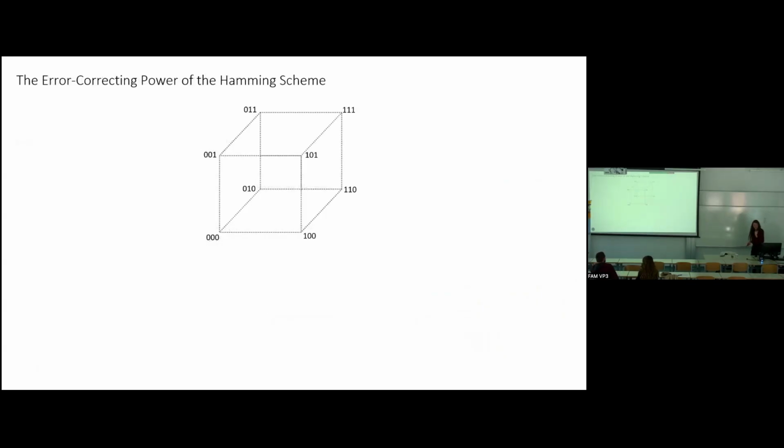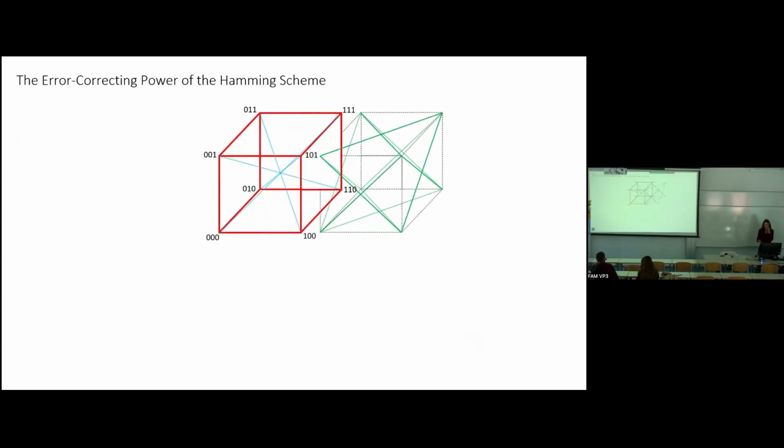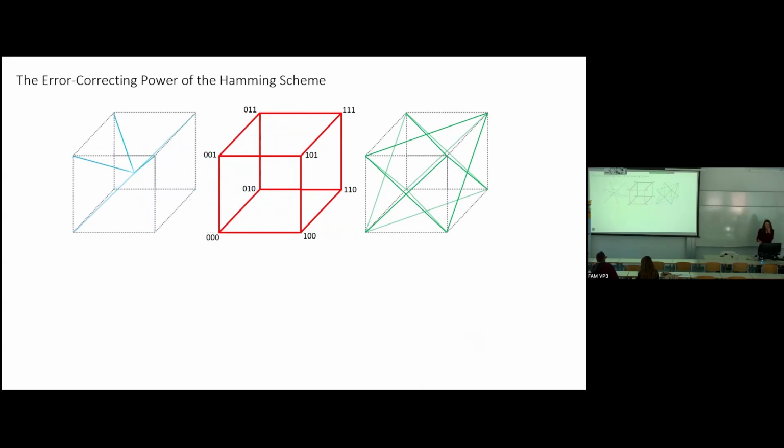Let me go back to the cube and explain the power of error correcting codes on this. We have the same structure here. Let me extract this one. Before defining a code, in this context it's easy; we don't have so many choices.